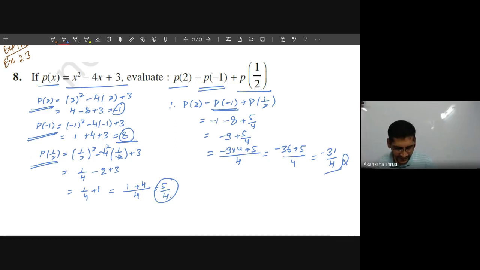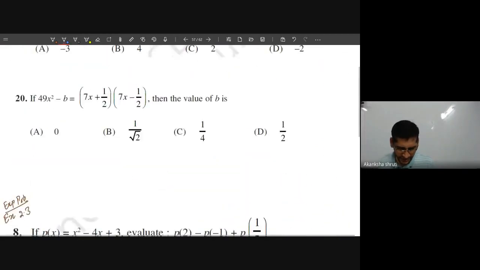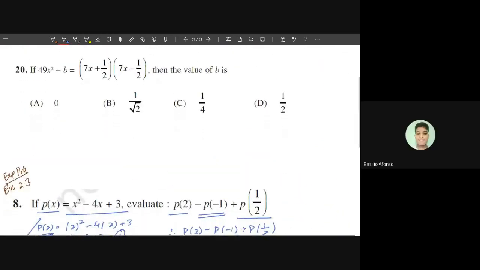So this way you can calculate the value of a polynomial and you can substitute it here. So it was based on that. You can determine whether it is a zero or not. That can also be determined. Okay, students?